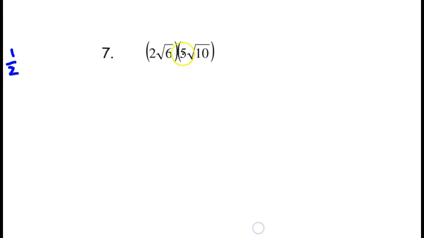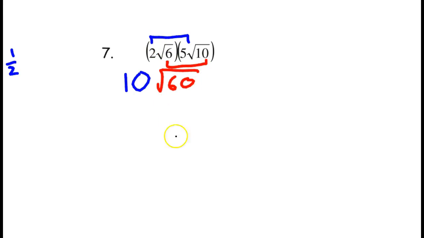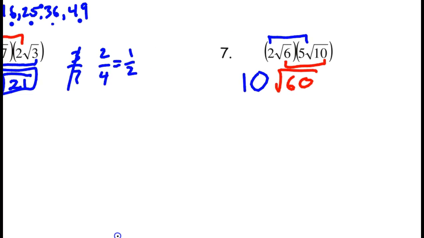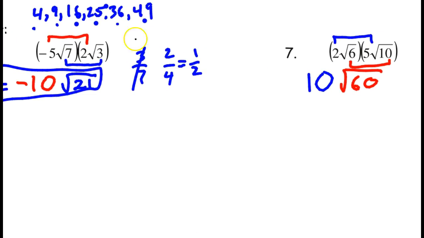Okay, number 7. So we'll get 10, and then here we'll get root 60. So you're asking yourself, what perfect square goes into 60? What's the biggest perfect square that goes into 60? So 60 divided by 49, no. 60 divided by 36, no. 60 divided by 25, no. 60 divided by 16, might want to check that on the calculator, but no. 9 doesn't go into 60, but 4 does.